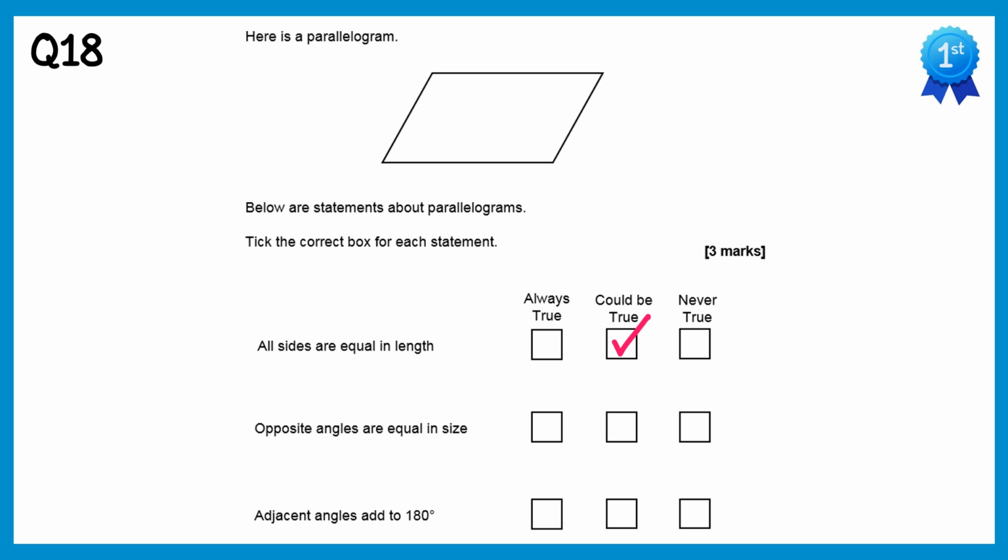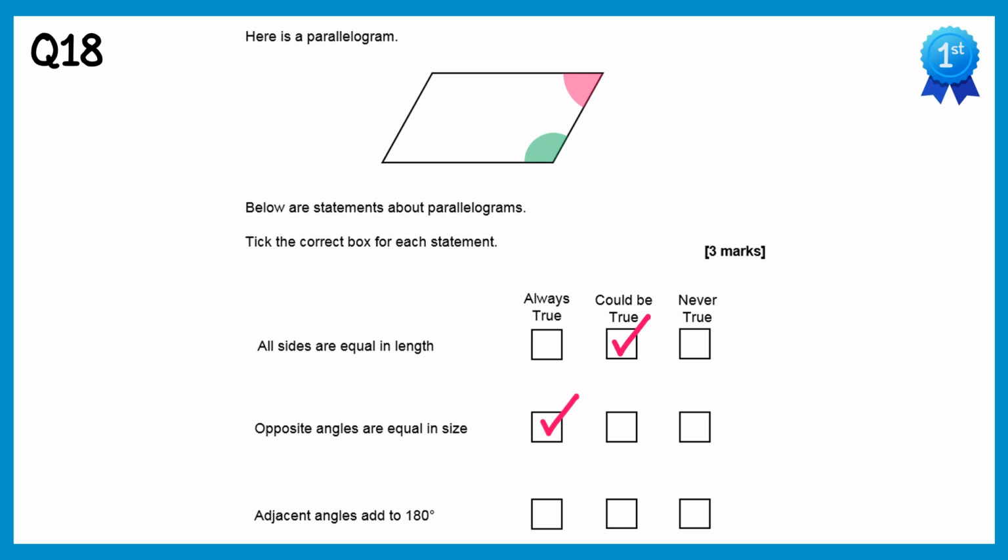The next one, we're looking at the angles, in particular opposite angles. So if we start with this red angle here, is it the same as the one opposite, over here? Well, it is. And what about this green one here? It is the same as the one opposite, so this is always true.